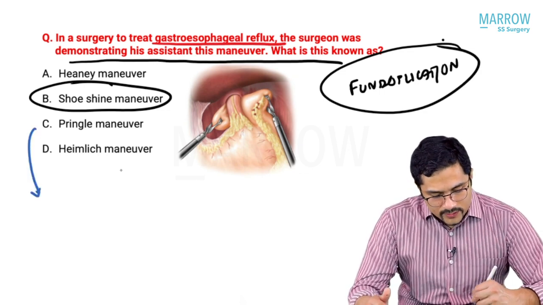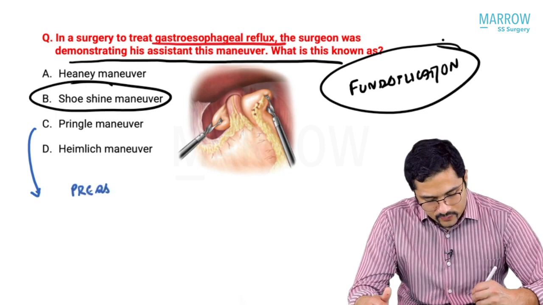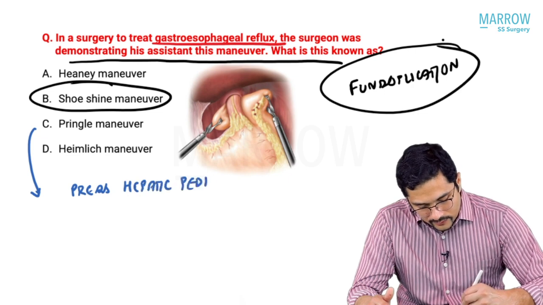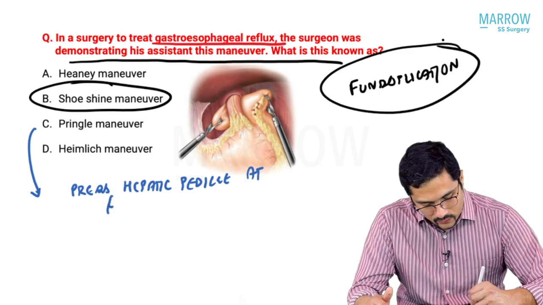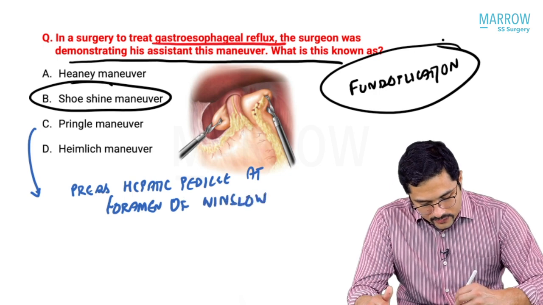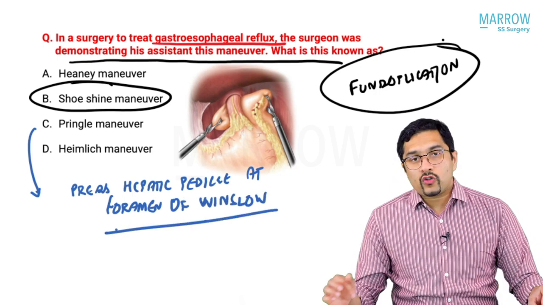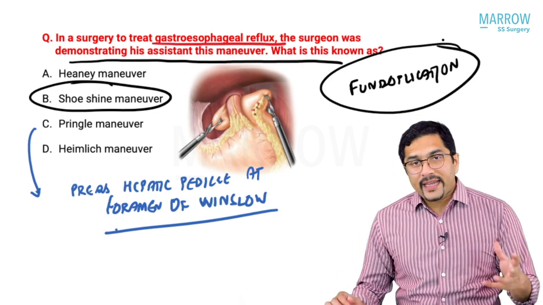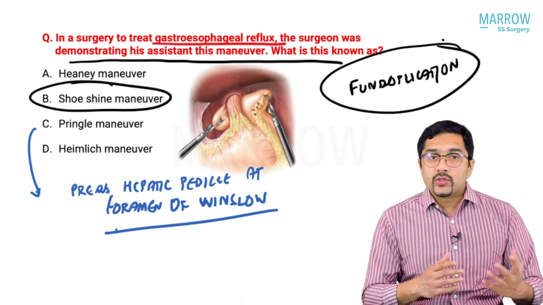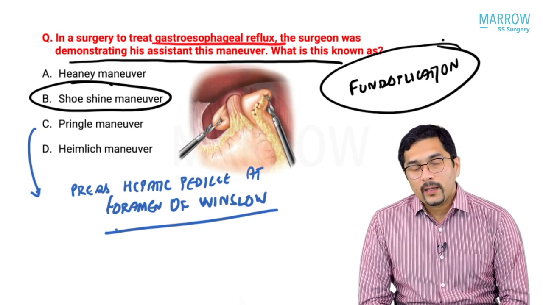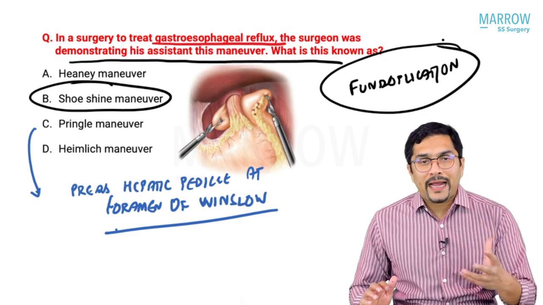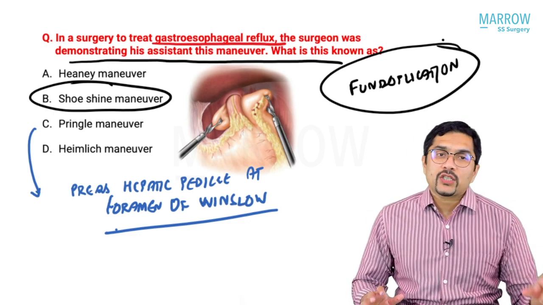Pringle's maneuver, you know, is when you compress the hepatic pedicle at the foramen of Winslow. And this is usually done when there is hepatic trauma. It helps in two ways. A, it can temporarily reduce the bleeding, and you also get to know what is the source of bleeding in patients with hepatic trauma by doing the Pringle's maneuver. So, this is after pressure, we do Pringles and packing in a patient with liver trauma.